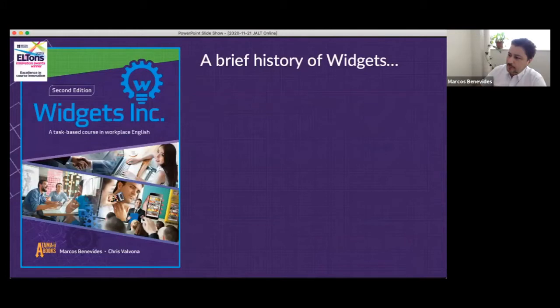So how did Widgets come about? Well, Chris and I were working in Okinawa. Chris is still in Okinawa, as you can see from his background image here. We were working in Okinawa a number of years ago, more than 10 now. And we were teaching at some schools where we were teaching oral communication classes that were mixed level. And it was difficult to target them with textbooks that were available.